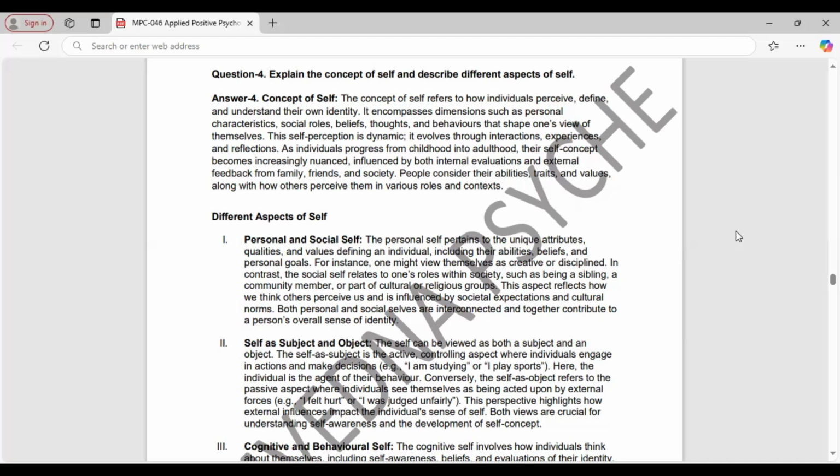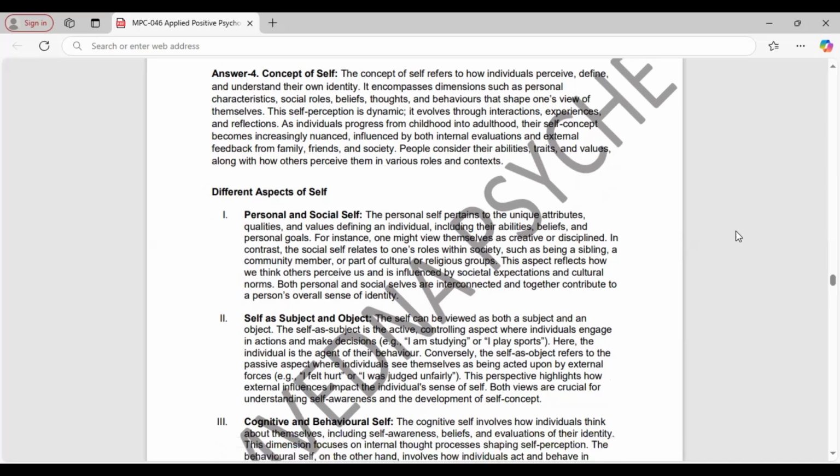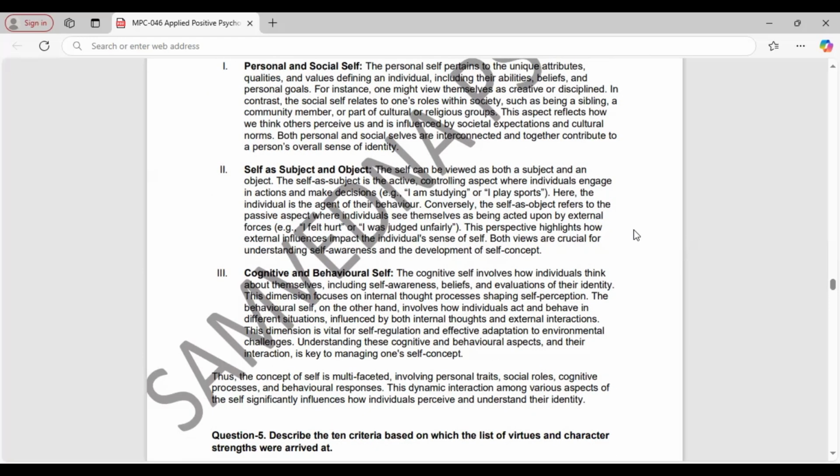Together, both aspects contribute to overall identity. Self as subject and object. The self can be viewed as a subject, active and making decisions. For example, I am studying. And as an object, passively influenced by external factors, like I felt hurt. Both perspectives are vital for understanding self awareness and self concept development.